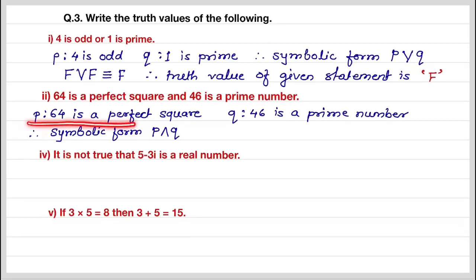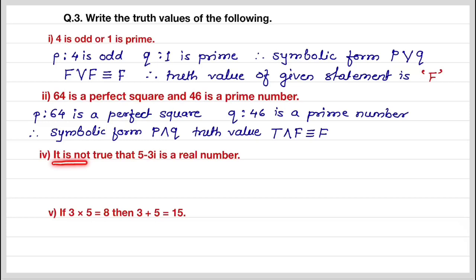First, whether this first statement is true, 64 is perfect square. Yes, it is a true statement. And second statement is false because 46 is not a prime number. Therefore, statement P is true and statement Q is false. Truth value T and F equivalent to F. That means its truth value is F.